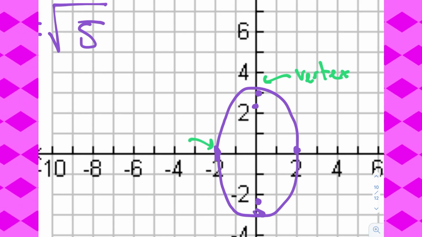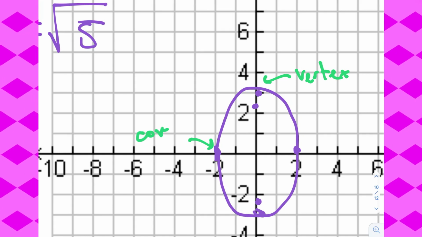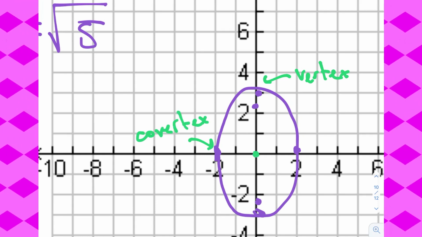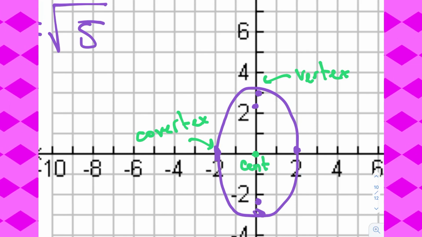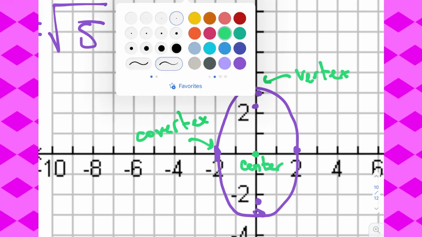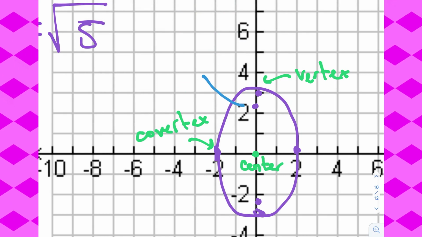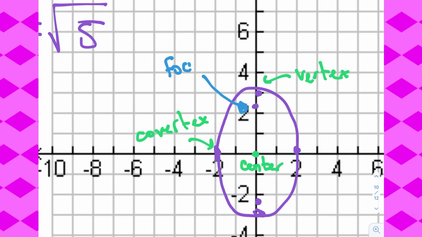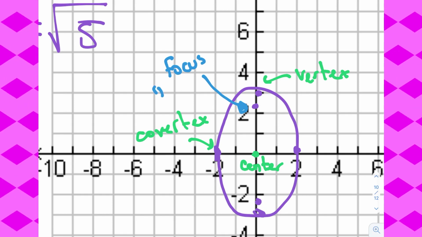So now let's label everything. That at the top of our ellipse is the vertex, and on the left-hand side and on the right-hand side, we have the two co-vertex points. Our center is here at 0, 0. And those 2 points we found using c, those are the foci, or the focus points.